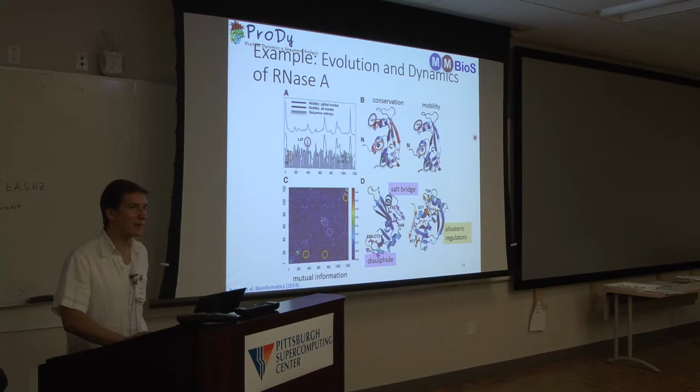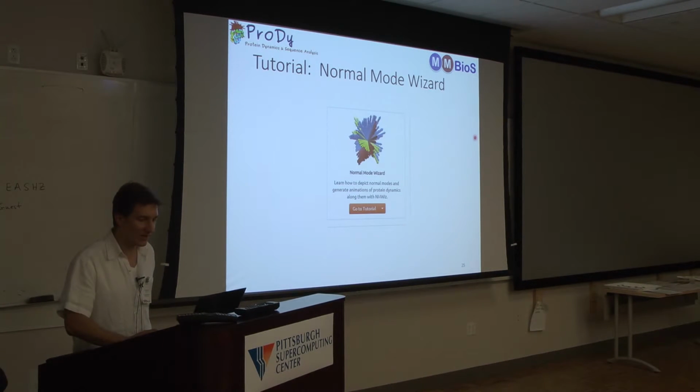Interestingly, this is being used increasingly to predict structures for proteins where you only have sequence information. Because if you know how things are mutating and co-evolving, then you might be able to say that these are residues that are in contact. So, something to keep in mind.